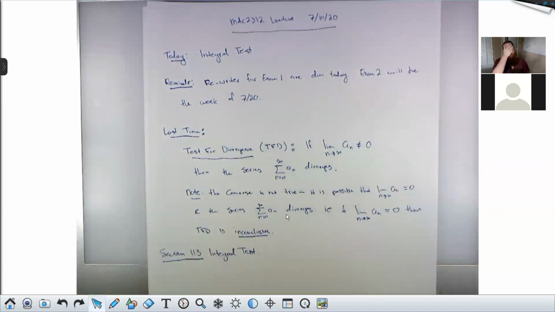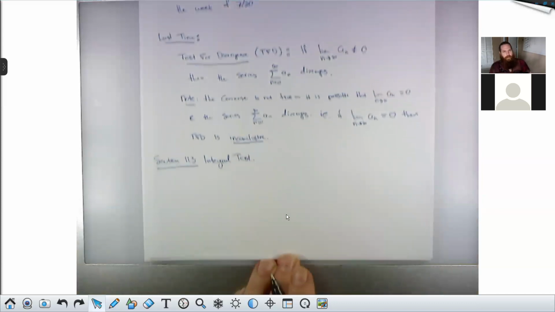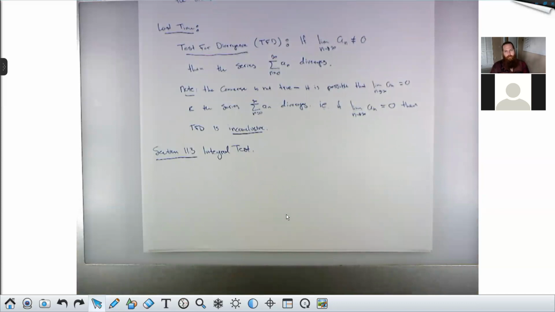And you may remember that I said an infinite series is a lot like a type 1 improper integral. The integral test tells us exactly how much like a type 1 improper integral the infinite series is.